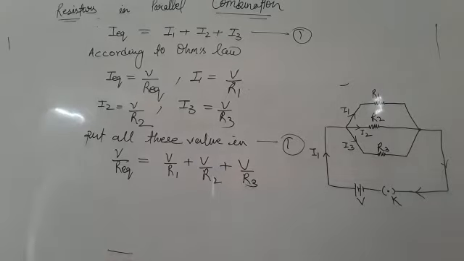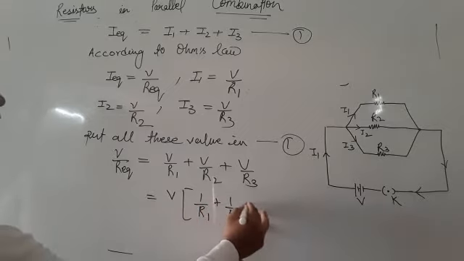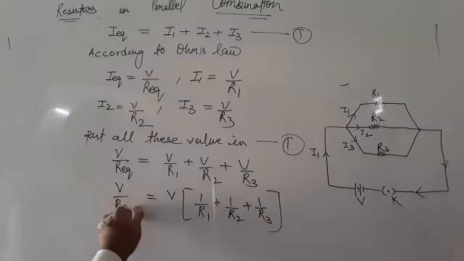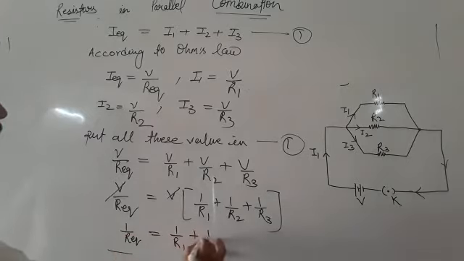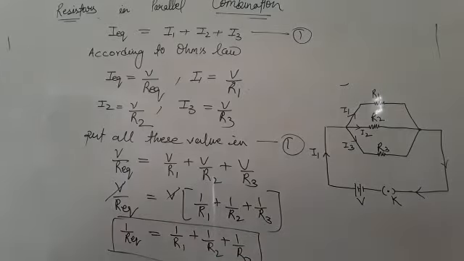Now by taking V common from the right side we get V in bracket 1 upon R1 plus 1 upon R2 plus 1 upon R3. By cancelling V from both sides, it becomes 1 upon R equivalent is equal to 1 upon R1 plus 1 upon R2 plus 1 upon R3. This is the formula for the parallel combination of the resistors.